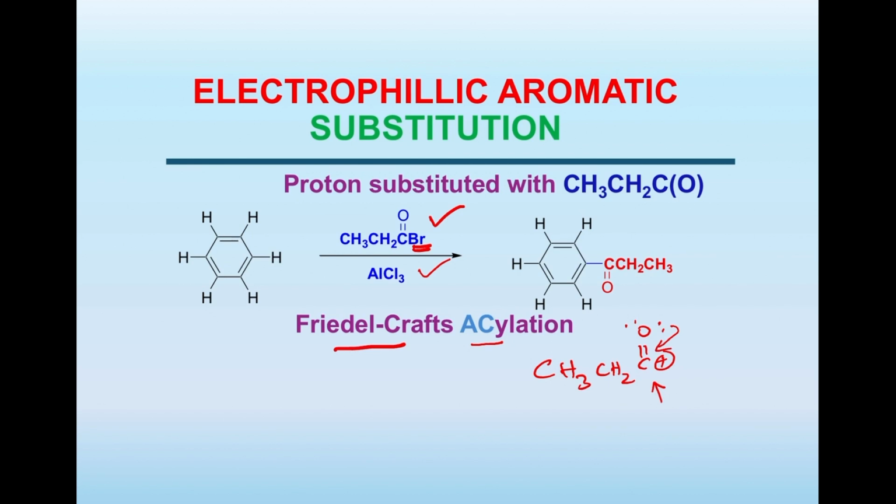You do not have any rearrangement as in the case with alkylation. So this is a very good reaction because you are able to do the substitution at that particular position without any rearrangement. So in this case, that proton will be substituted with the acyl group, and you end up with that acyl group connected to that position.